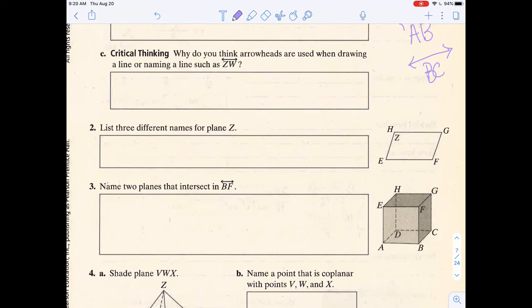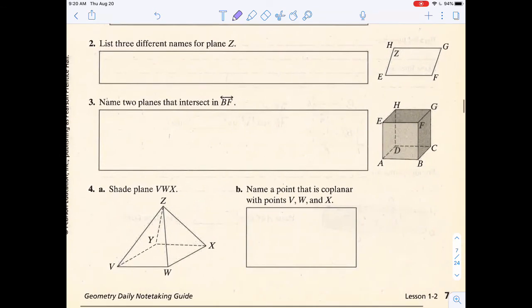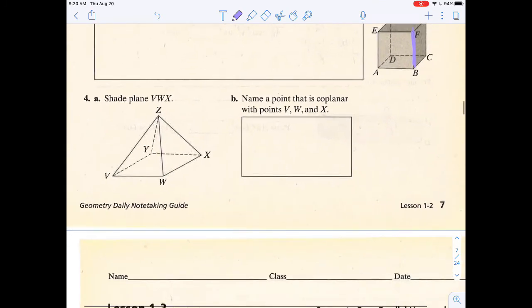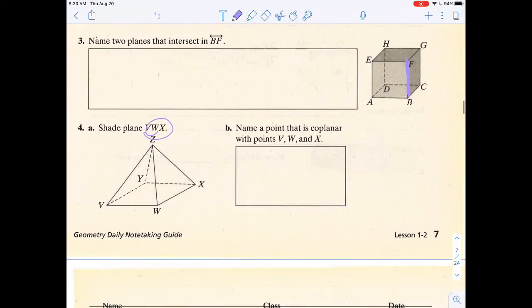Naming the plane, we practiced that one, and then name 2 planes that intersect at line BF, so this would be this line over here. Go ahead and color that if you need to. Shading the plane, we practiced that, and then name a point that is coplanar with the points WX. So after you shade this plane, you're going to pick a point that's coplanar with those points.